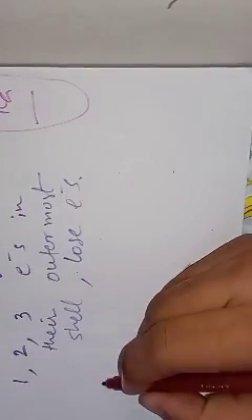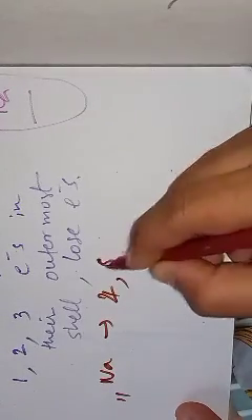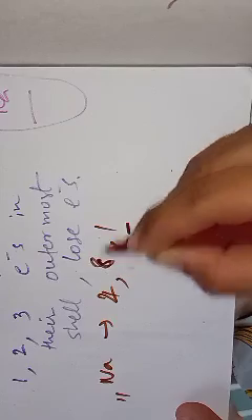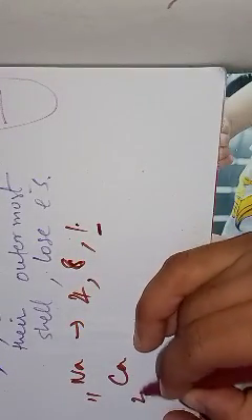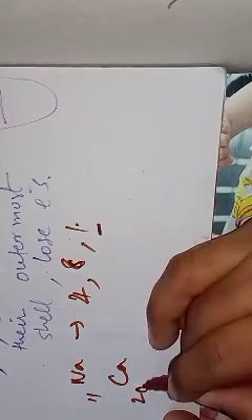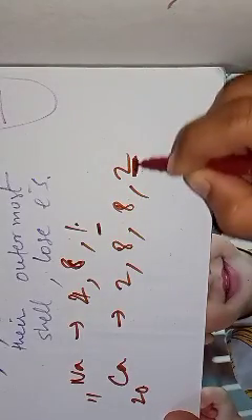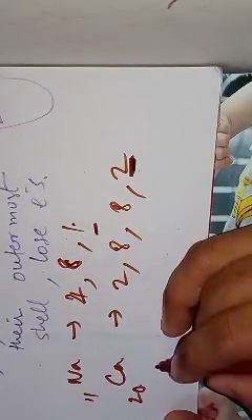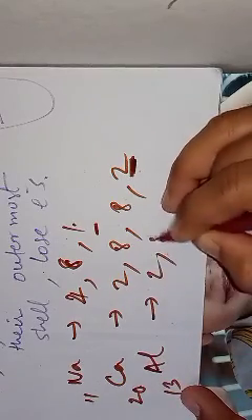For example, let us take an example of sodium. The atomic number is 11, so that is 2, 8, 1. So you can see it has only 1 electron in the outermost shell. Similarly, take the example of calcium. The atomic number is 20, so that is 2, 8, 8, 2. So you see the last shell has 2 electrons only. Similarly, aluminium, the atomic number is 13, 2, 8, 3. It has 3 electrons in the outermost shell.